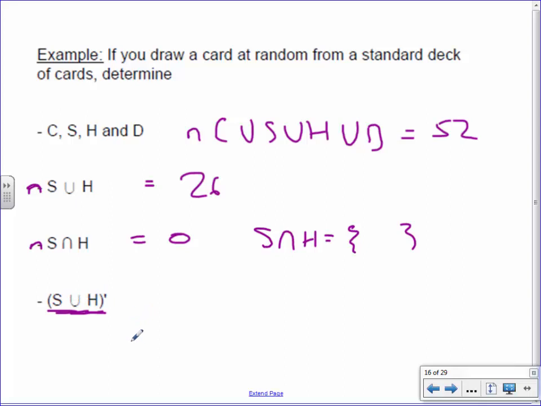S or H prime. What does this mean? Yeah, clubs and diamonds, basically, right? Because this means I want it to be a heart or a spade, and then I want it to be something else. So you're right, if I asked you the number of these, it'd be 26. But if I wrote it out here, what I'm actually asking you for is a diamond or a club. Because this means the hearts and the spades. This thing up here, though, means find the opposites of it.